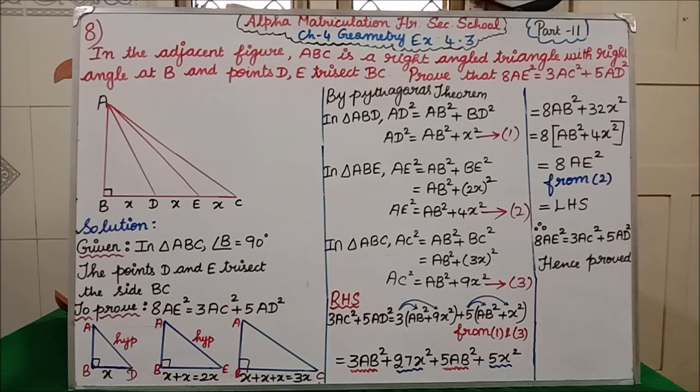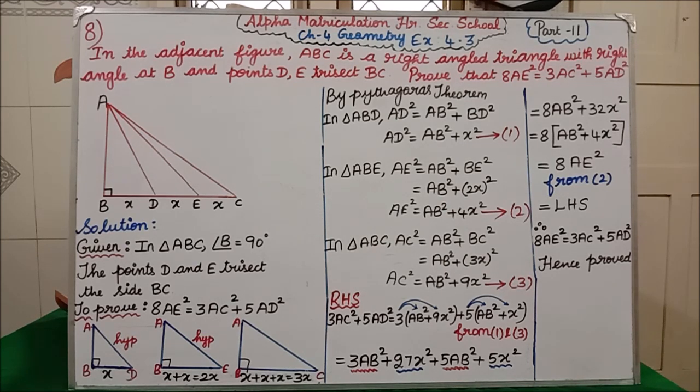So write here (3x) square. Remaining you write as such. AC square equals AB square plus, 3 if you square we will get 9, x if you square we will get x square, so 9x square. Clear? Now mark that as equation 3. Now what we have done up to this: using the first triangle we have written the Pythagoras theorem, second triangle we have written the Pythagoras theorem, and using the third triangle we have written the Pythagoras theorem.